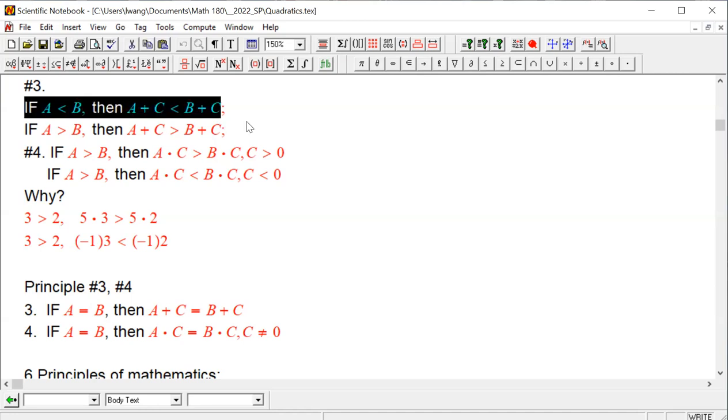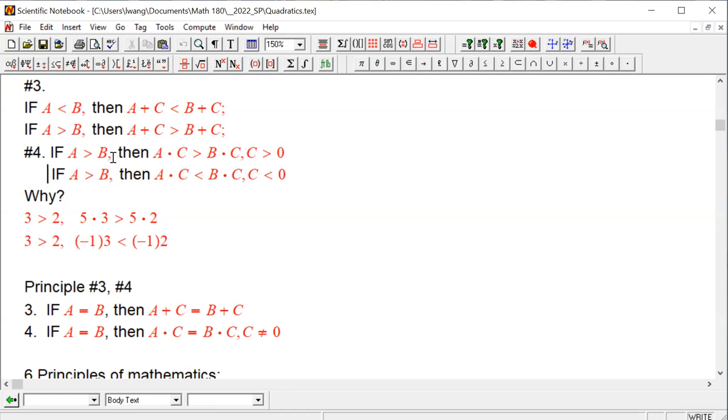For inequality, however, if you have A less than B, then A plus C is less than B plus C. No change in the inequality sign. If you have A larger than B, then A plus C is larger than B plus C. So that's no problem.